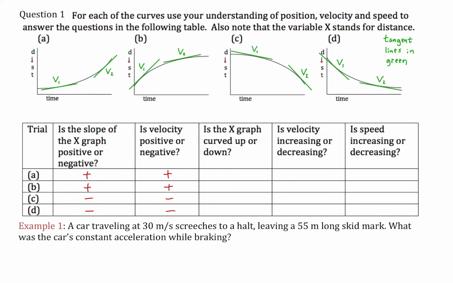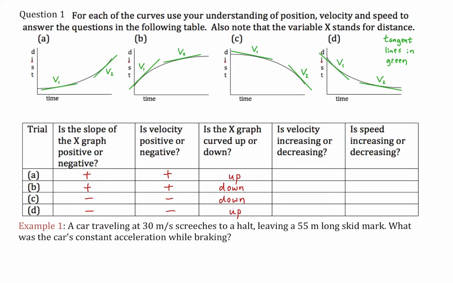Now, is the x graph curved up or curved down? Well, curvature means like a bowl, right? If it's curved up, then it's like a bowl. If it's curved down, it's like a bowl flipped upside down. So that means A must be up, B must be down, and so on. So we see that A is up because it's curved up like this. B is curved down, see? C is curved down, you see? And then D is curved up. You can kind of imagine extending it, like a parabola. So up, down, down, up.